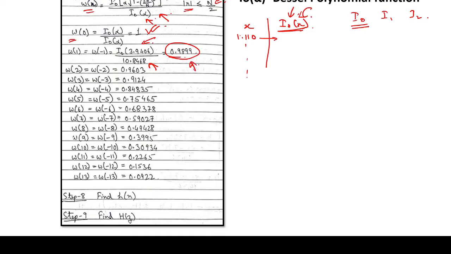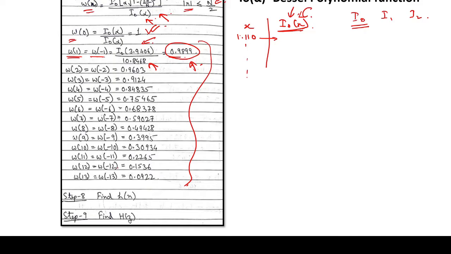Okay, so in this way, W1 will be equal to W of minus 1, W2 will be equal to W of minus 2. So in this way you can calculate the window. Now the problem over here is that both of them are in the window values, they are spanning both the negative time domain and the positive time domain.